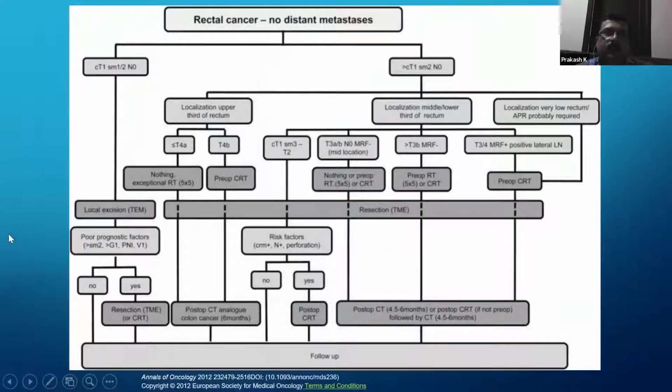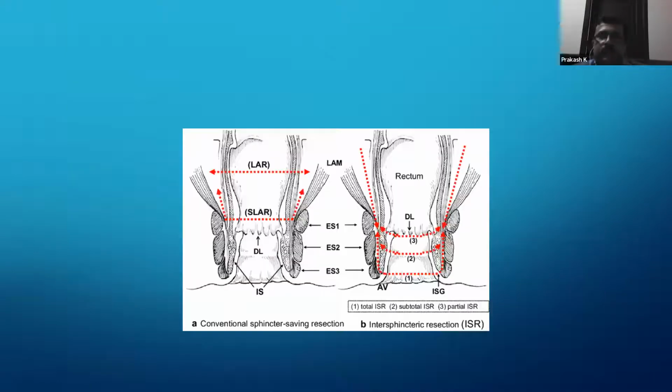So this is basically the ESMO guidelines. All diseases which are early, T1, T3A, can directly undergo surgery. Other intermediate and low diseases, and the high risk group, can undergo chemoradiation followed by surgery.